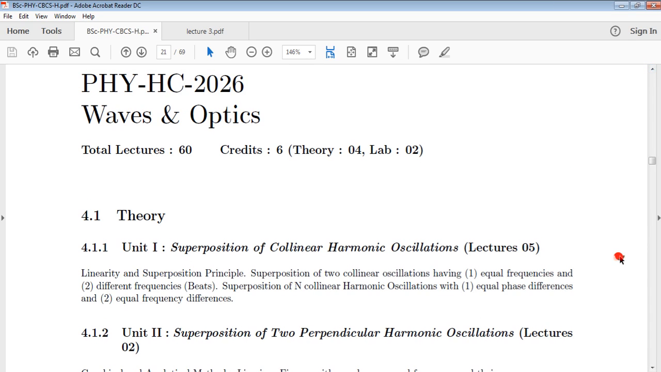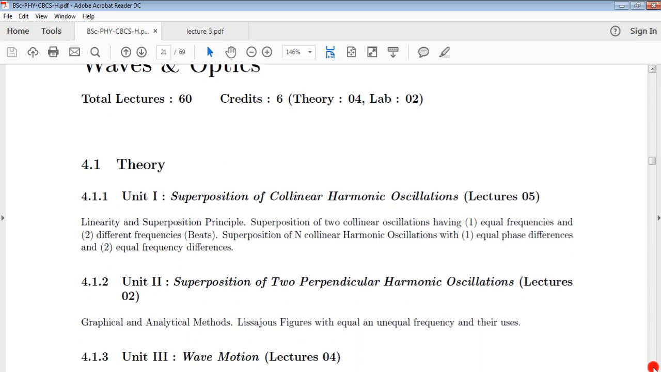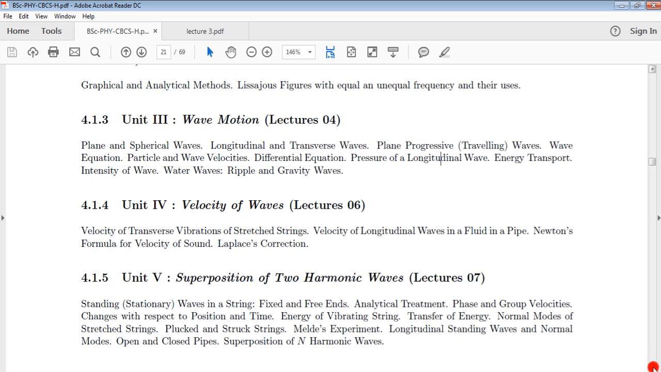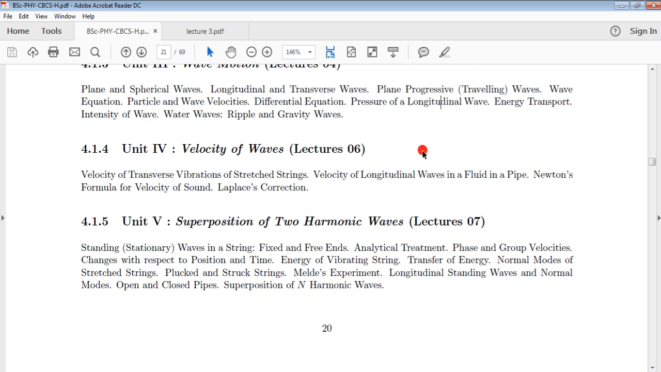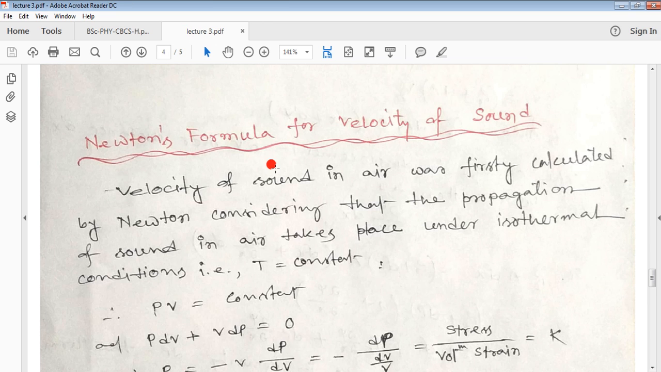Now let us discuss the last portion of 4th unit, Newton's formula for velocity of sound and Laplace's correction. We have completed these two topics. Newton's formula for velocity of sound.